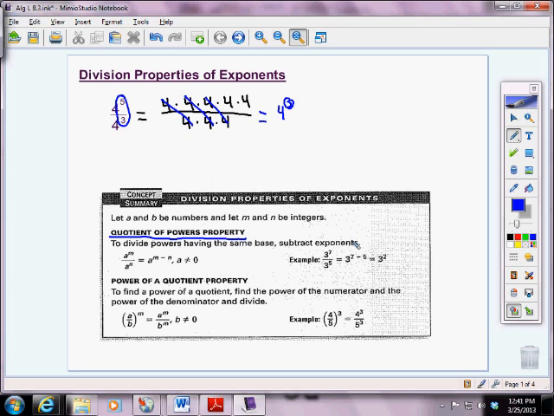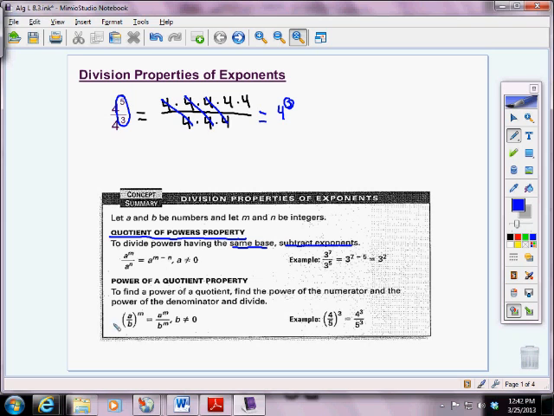Again, I don't expect that you memorize the names, but you do need to know how to use these properties. And as always, feel free to pause this to write down the properties. It says to divide powers having the same base, subtract exponents. So for example, a to the m over a to the n. Since they're both a's, we can just go m minus n. For example, 3 to the 7th over 3 to the 5th is just 3 raised to the 7 minus 5, or 3 to the 2nd.